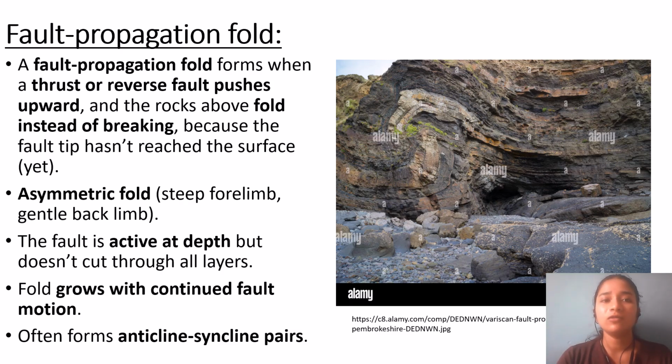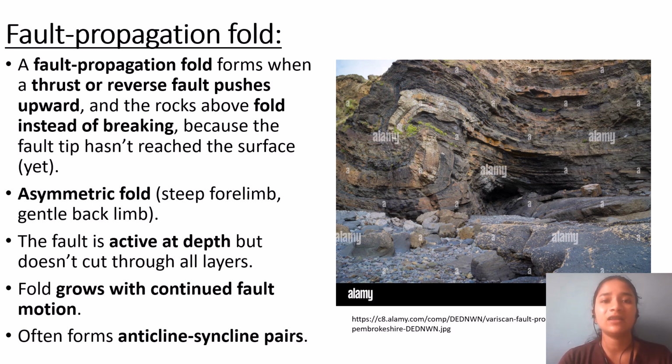Now let's talk about fault propagation fold. This type of fold forms when a thrust or reverse fault pushes the rock layers upward, but the fault tip hasn't yet broken through the surface. So instead of fracturing, the overlying rocks bend into a fold. This is why it's called a fault propagation fold. The result is an asymmetric fold where the forelimb is steep and the back limb is gentler.